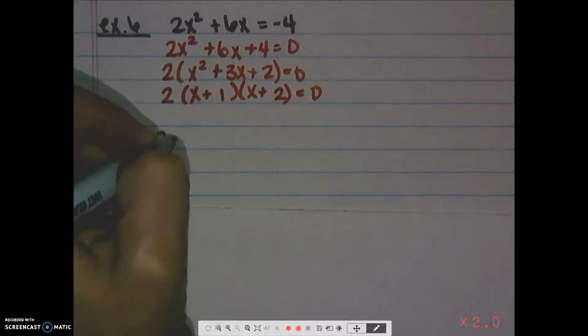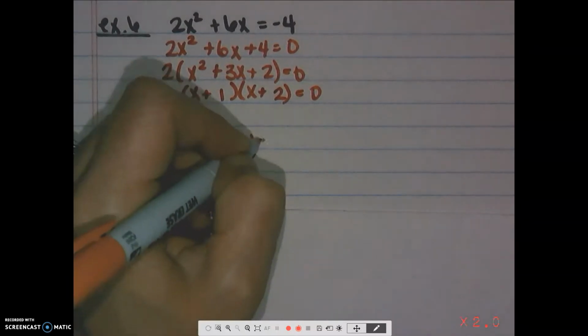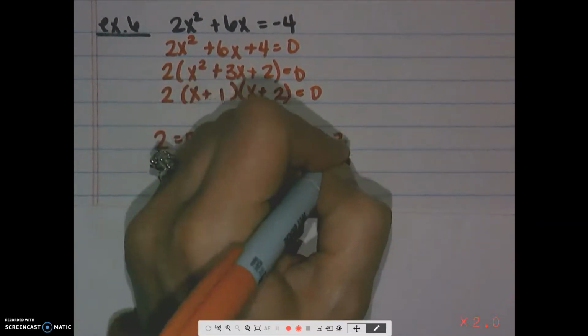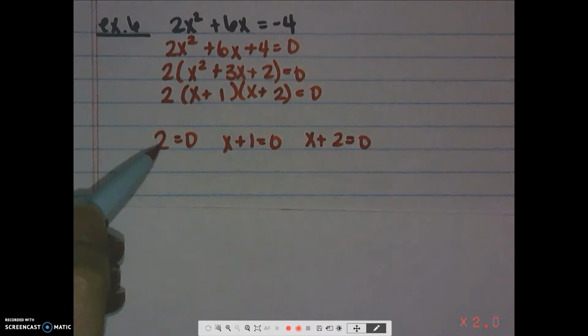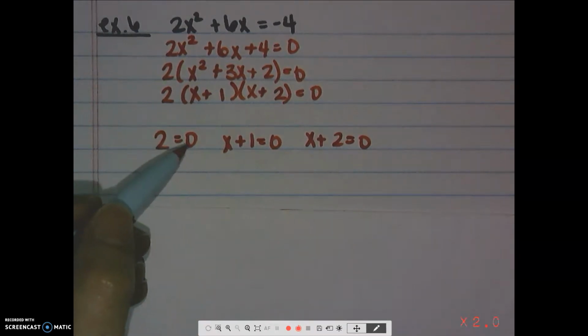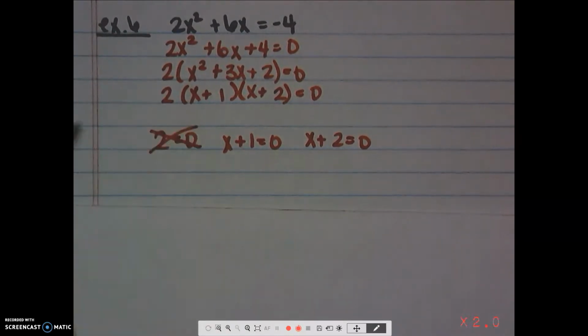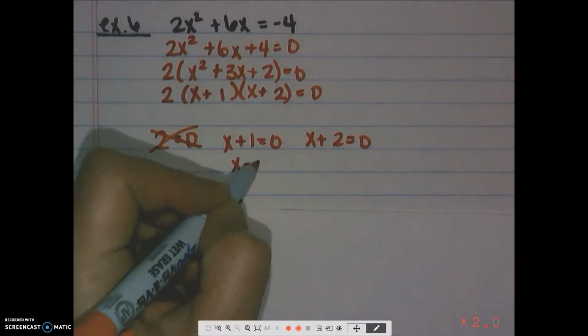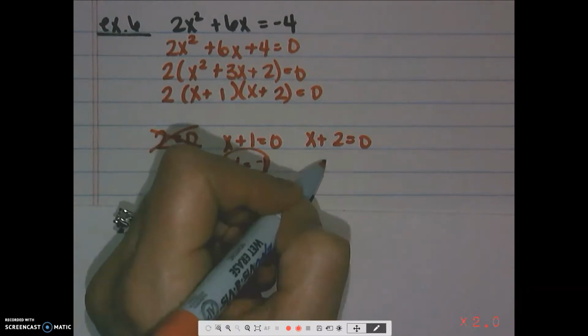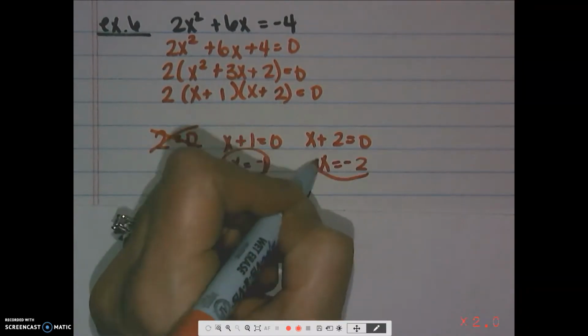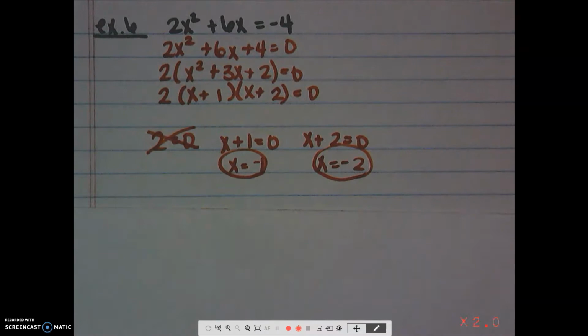Now, if we go to set each of these pieces equal to 0, does 2 equal 0? No. Is there any variable to solve there? No. So in this case, that is not going to produce an answer for us, but we still set it equal to 0. All right, here we would get x equals -1, and here we would get x equals -2. Okay, and there are your answers.